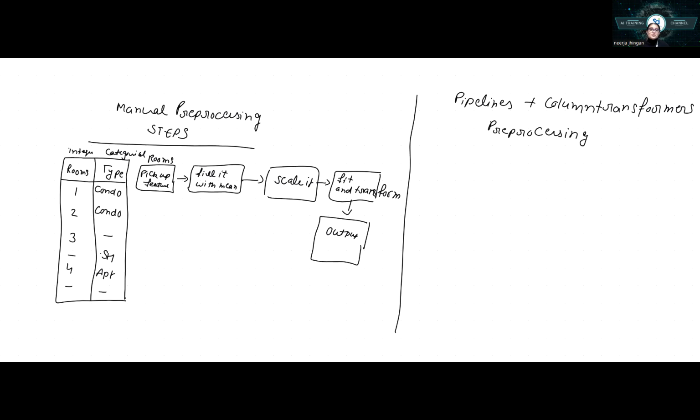Before I show you the output, we will first handle the other variable too. So this is now your second variable, the type of the house. You will pick up this one.